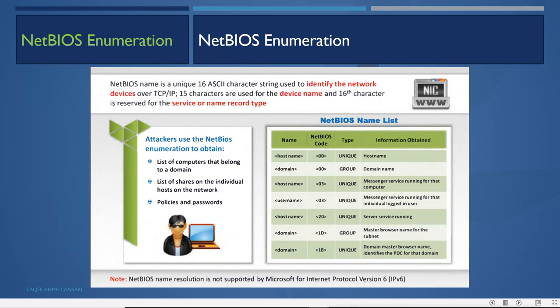So an attacker uses NetBIOS enumeration to obtain a list of computers that belong to a domain, a list of shares on the individual hosts on the network, and policies and passwords to some extent. Now how will they get the list of computers belonging to the domain? The attacker can send a fake broadcast request for a fake name.